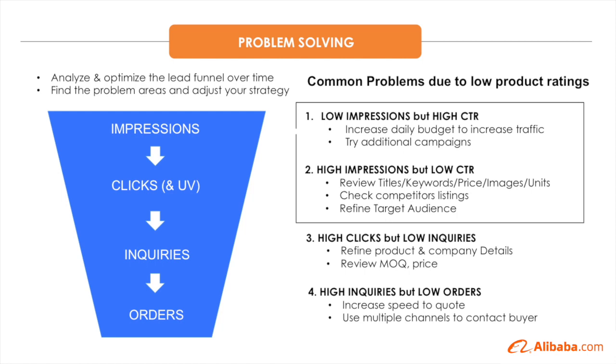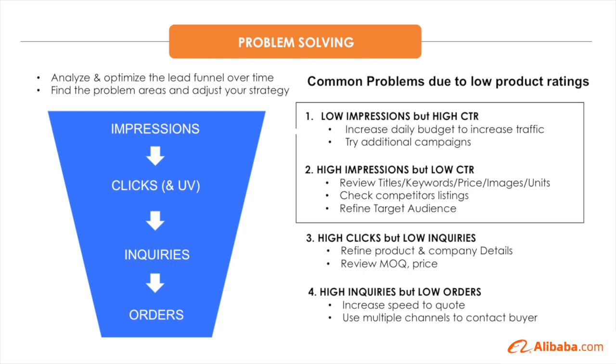What we see is some sellers have low impressions but a high click-through rate. This could possibly mean that your daily budget is too low, so you want to add more budget to increase the number of impressions that you get. You can also try using different types of campaigns, such as a smart marketing campaign, to boost the amount of impressions that you have.